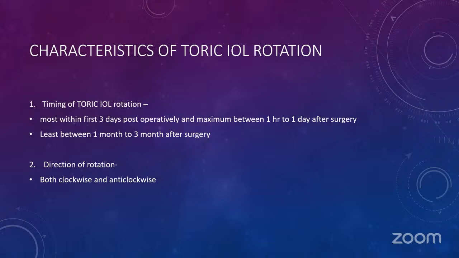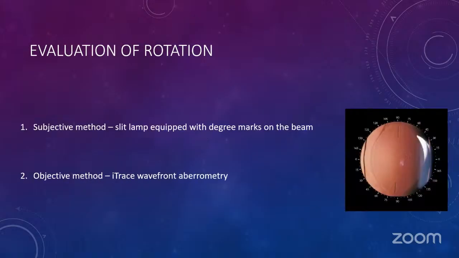So the timing of toric IOL rotation. Generally, it was found that within the first 3 days post-operatively, and maximum between 1 hour to 1 day after surgery, there was toric IOL rotation, and it was found to be least between 1 month and 3 months after surgery. The reason was found to be that capsular fibrosis occurs around 2 months after surgery, so it is less likely that the toric IOL will rotate after that. And direction of rotation: there was no particular direction in which the toric IOL will rotate. It can rotate clockwise or anti-clockwise.